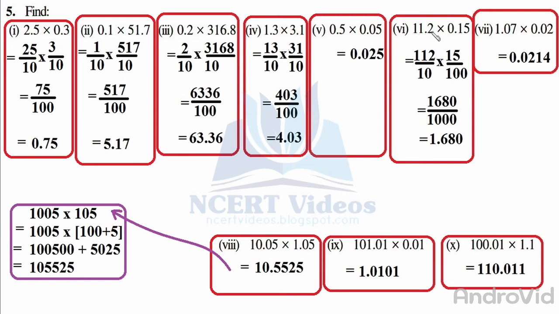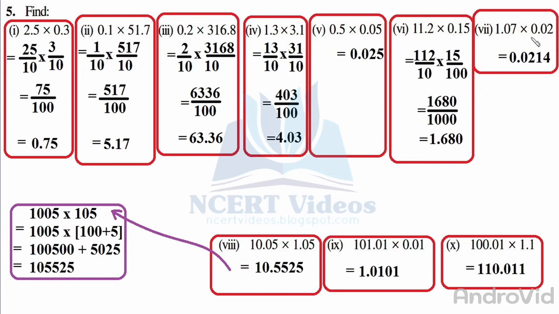Again, 112 over 10 into 15 over 100. You know why it came. Then multiplication. When you multiply it, it gives you 1680. Again, do it in your rough, over 1000 because 1, 2, 3 zeros are there. 1000. Now writing number as it is, 1680, 1, 2, 3. So 1, 2, 3. By now you have learnt the basics. You can do them easily.